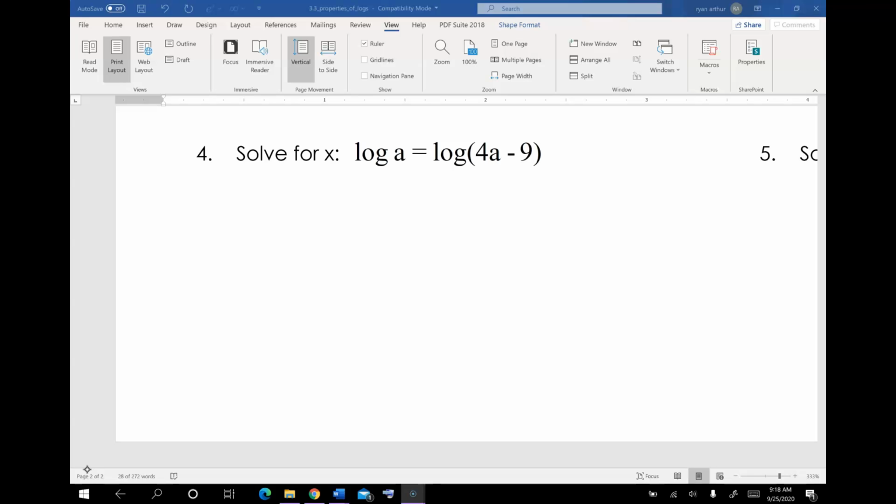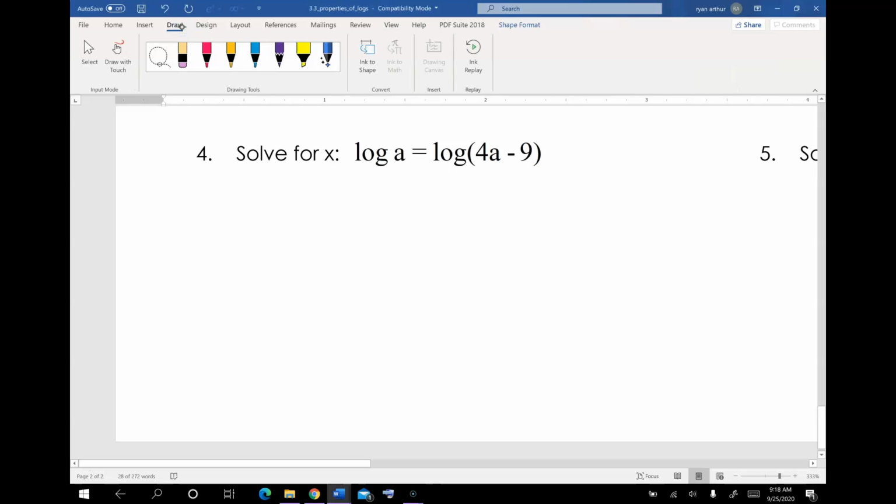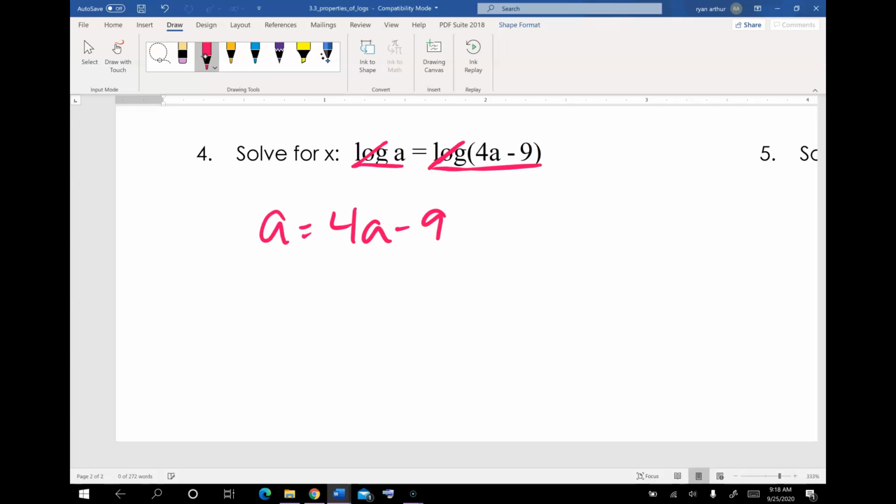So first we're going to review from the last video. When you have two single logs with the same base set equal to each other, we can cancel these logs out, and we can set the insides equal to each other. So it's going to be a equals 4a minus 9. And now it's just a linear equation.